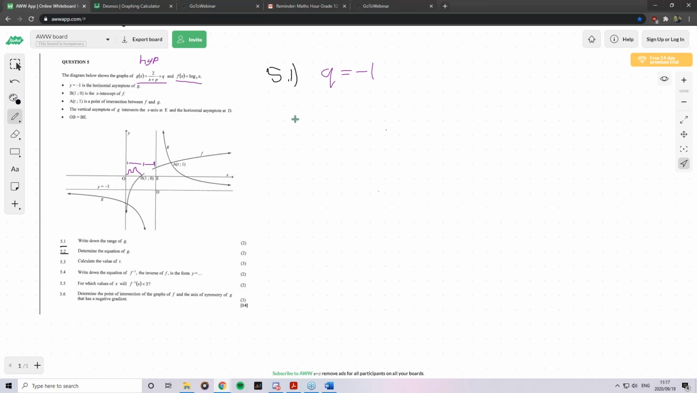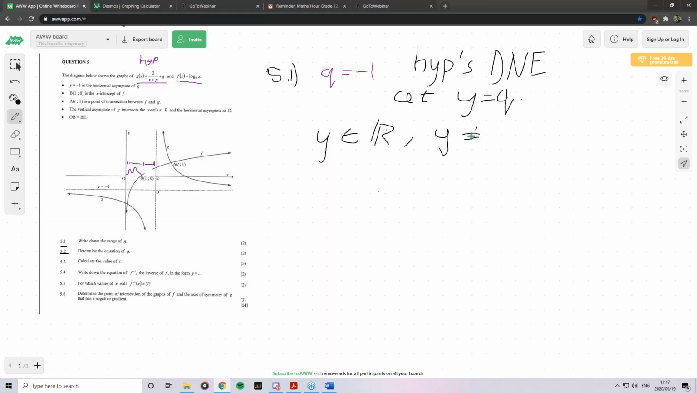So q is -1, right, on to the range of g. From the hyperbola, if we look at g, where does the function not exist? Hyperbolas don't exist at y equal to q. That is just something we know, that hyperbolas don't exist at the horizontal asymptote. So the range is y is an element of R, real numbers, but y cannot be equal to -1. This hyperbola exists for all values of y except when y is equal to -1. That is what this statement reads. So you can also write it as y is an element of (minus infinity, -1) and (-1, infinity). This means the same. You can write it either of these two ways.